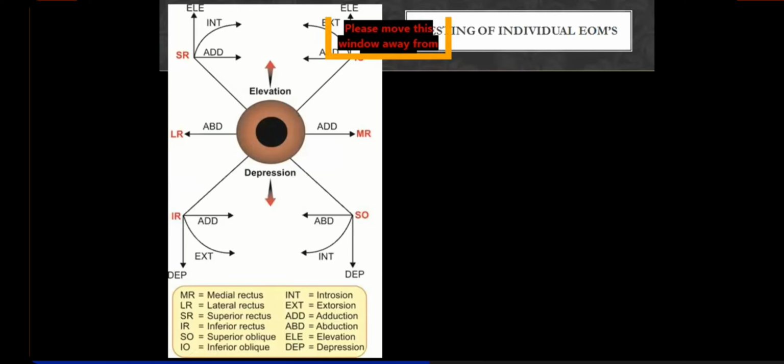So look here, the superior oblique, as I told you, will be directed downwards and medially, right? So a downwards and adducted eye is the sole action of superior oblique. What is inferior oblique doing? Upwards and adduction. Okay?